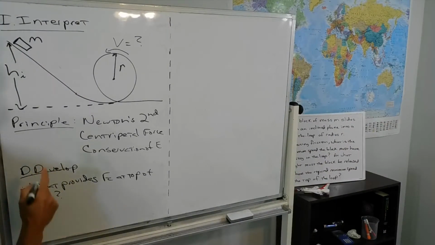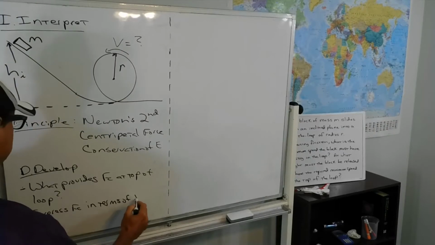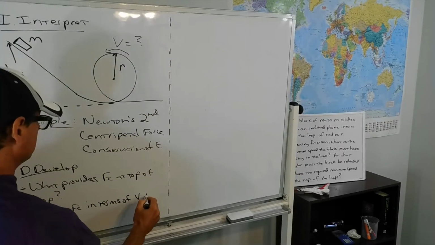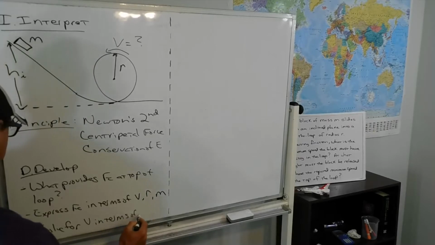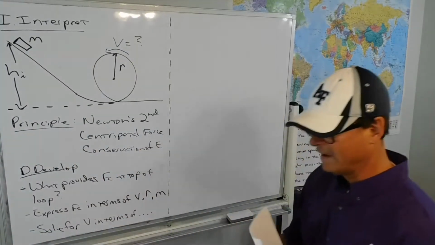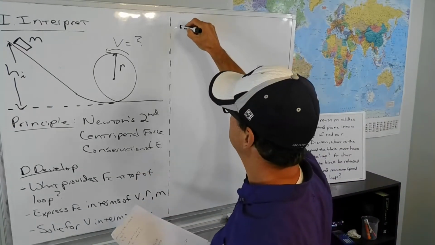So we'll discuss that in some detail, because that consideration is important. And then we need to express the centripetal force in terms of the speed at the top of the loop, the radius of the loop, and the mass of the block. And then we can solve for V in terms of the other stuff.